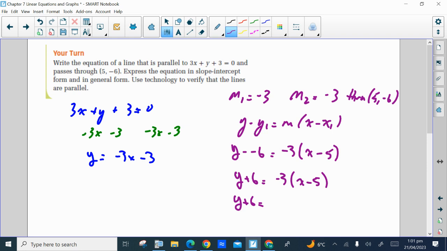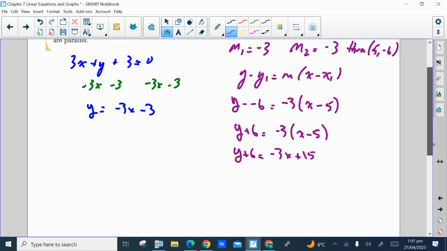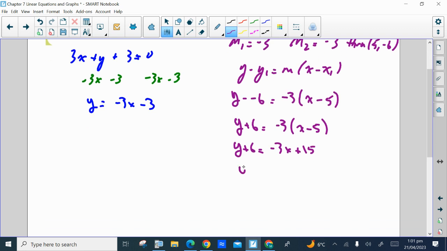We want to write it in both slope-intercept and general form, which means we're going to multiply out the brackets on the right. -3 times x is -3x. -3 times -5 is positive 15. And then we'll subtract the 6 from both sides to get y by itself. 15 take away 6 is plus 9. So there's the equation in slope-intercept form.